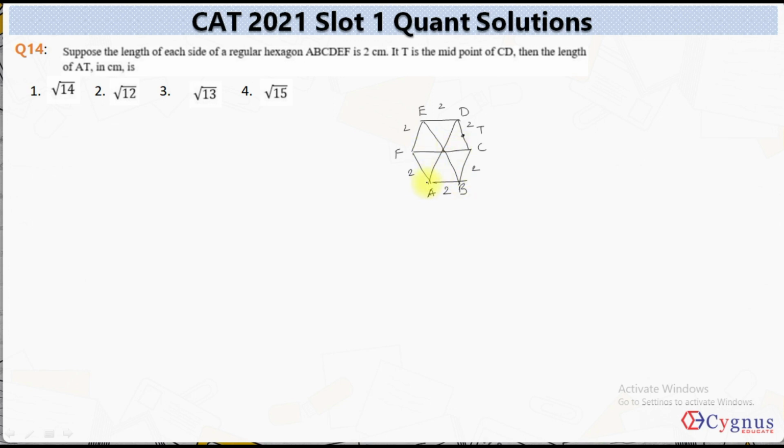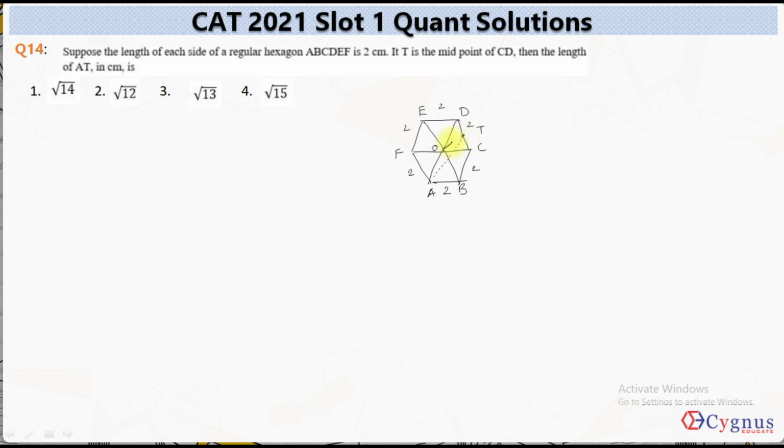So these are 6 equilateral triangles for me. And I want to join A and T. I'll join it like this. Fine. So I'm looking for what? I want the length of AT. This is O for me. AT, it's not a diagonal also. But T is a midpoint.